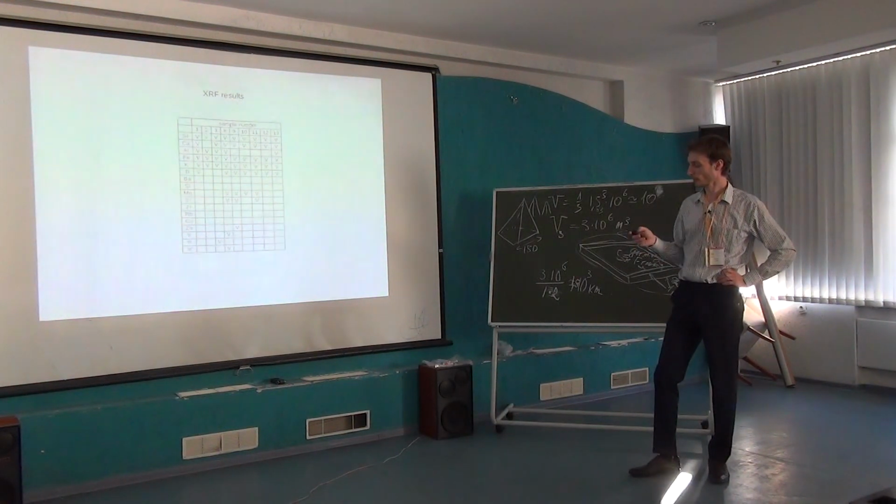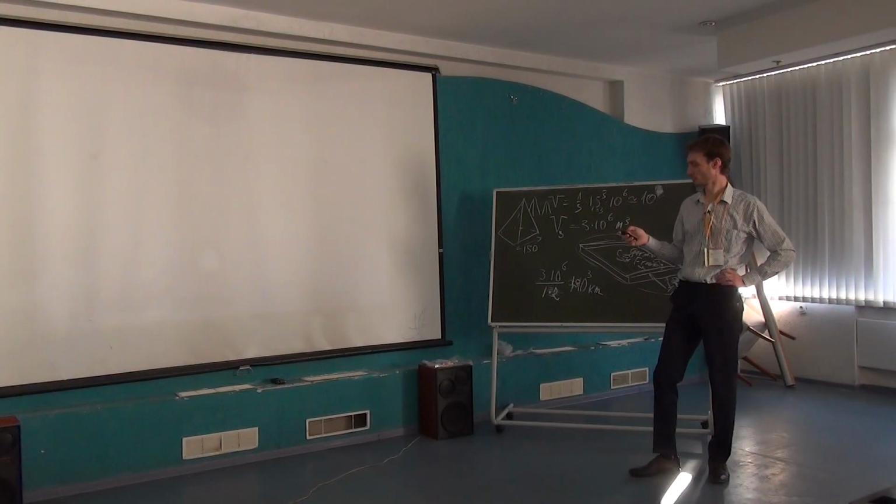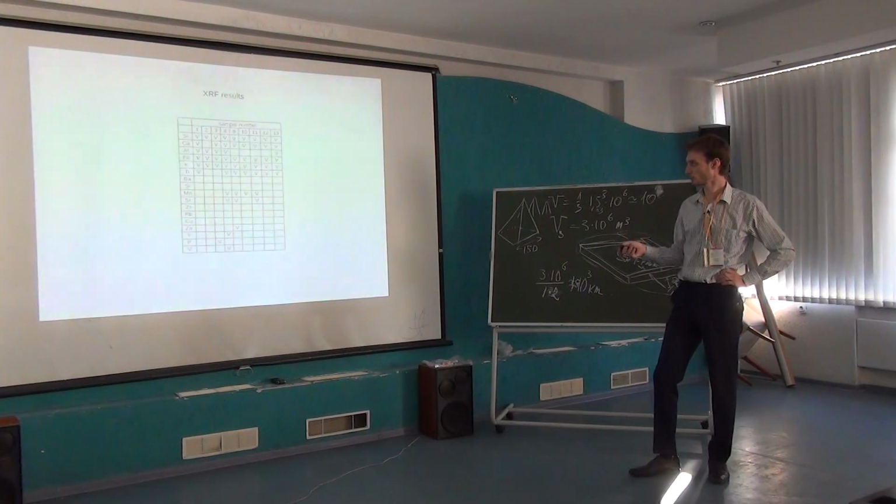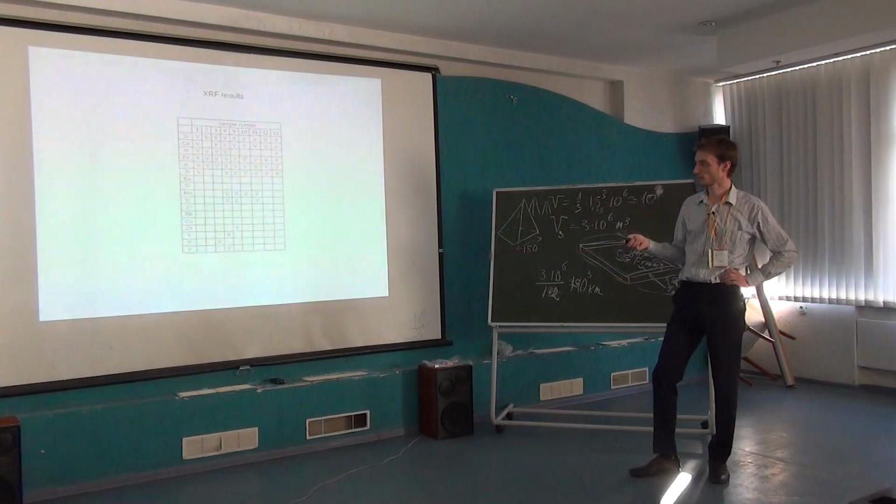And on top, on this table, the main composition of the samples, of course, is silicon, aluminum. Of course, here we can see iron.